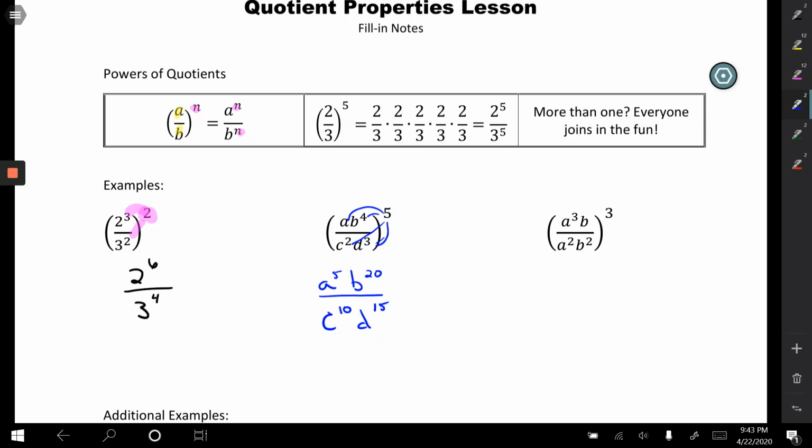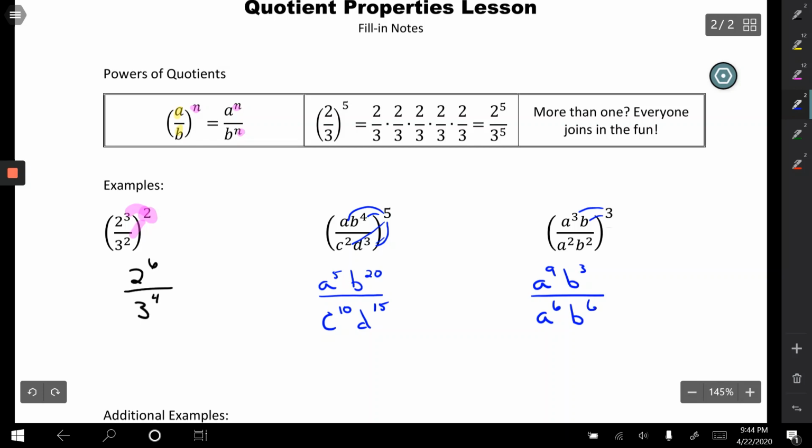Okay. Last example here. Same thing. If the exponent is on the outside and the parentheses are touching the entire fraction, then that exponent has to go to every base on the inside of the fraction. So there are 2 ways that I can take a look at this. I can work from the outside in or the inside out. I'm going to start with the outside in because that's what we were just doing. So that means that I have 3 times 3 gives me a to the 9 and b to the 3rd. On the bottom, I will have 3 times 2 gives me 6 and 3 times 2 gives me 6.